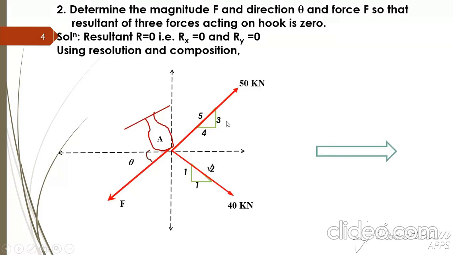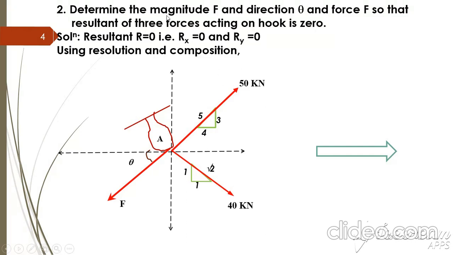Now let's solve one more problem. Determine the magnitude F and direction theta of the force F so that the resultant of three forces acting on a hook is 0. Here one hook is provided to which three forces are shown. The first force is 50 kN, then the second force is 40 kN, and the third force is F, making an angle of theta.